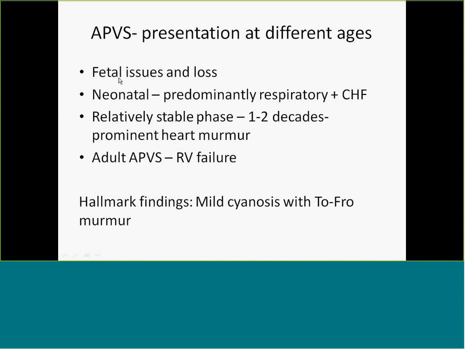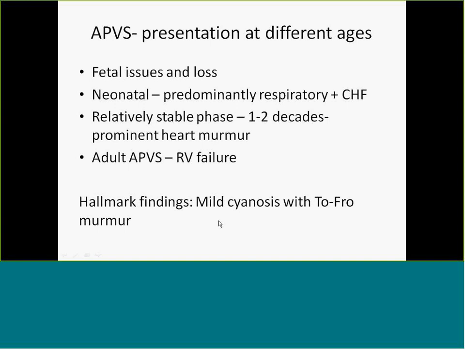Therefore, we have a fetal group, a neonatal group with predominantly respiratory problems. We have a relatively stable group presenting because of a chronic heart murmur. And finally, we have another group which presents with right ventricular failure. 4 distinct clinical groups, and we will be able to identify them. In clinical practice, the most common form we see is the third one, the relatively stable group, because patients die between the second to fourth decade and may not be seen in pediatric cardiology.